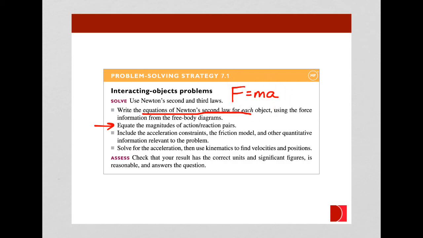This is also the point to use acceleration constraints to be able to say that the acceleration in one part of one of your equations is equal to the acceleration in another part. Again, it gives you a bridge that allows you to connect these multiple disparate equations and solve them as a series of equations. Once you solve for the acceleration, like before, we can use kinematics to find velocities and positions, find the motion of the object after the fact.